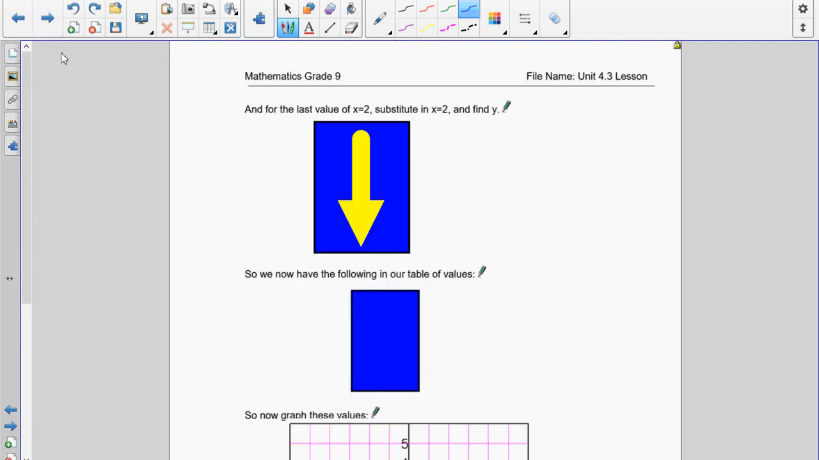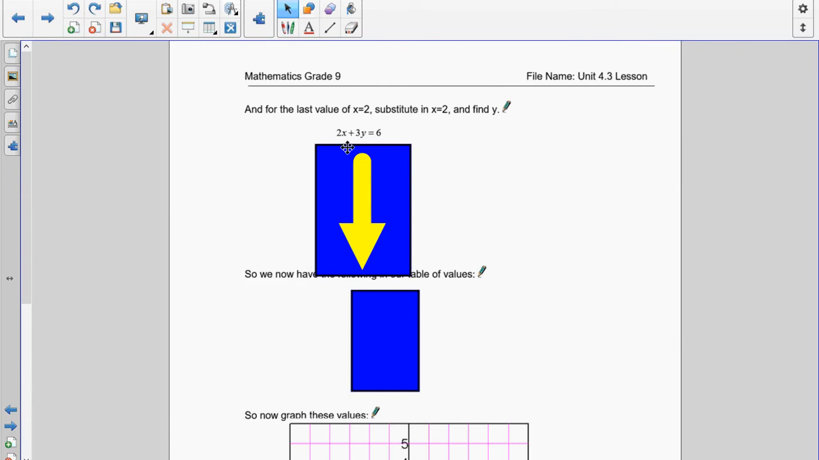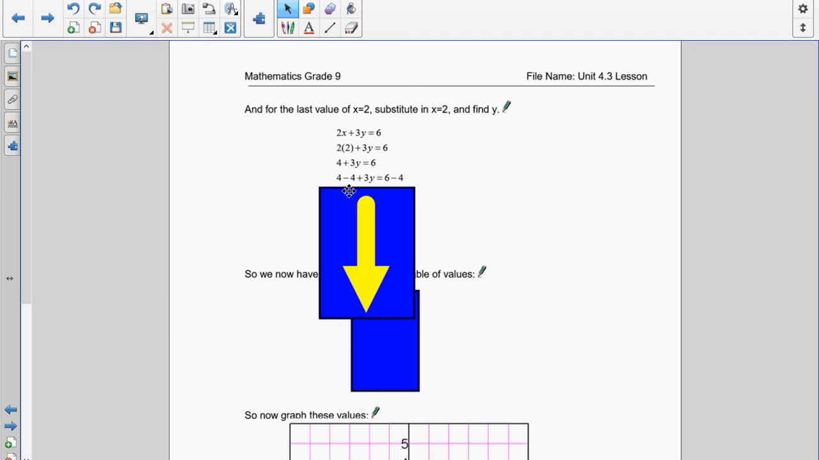So on the next page, we're going to work with the value of 2. So here's our formula. 2x plus 3y equals 6. Take out the x, put in the 2. 2 times 2 is 4. Now to get rid of a 4, I've got to put a negative 4 with it because that's our 0 principle. To get to 0, you need a positive and negative of the same magnitude. So a negative 4 and a positive 4.